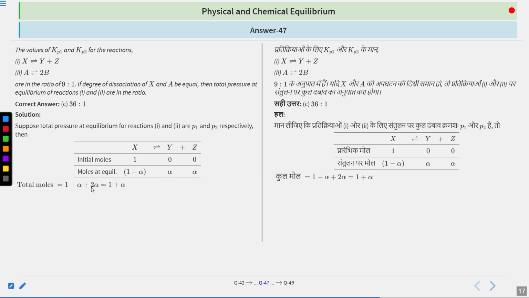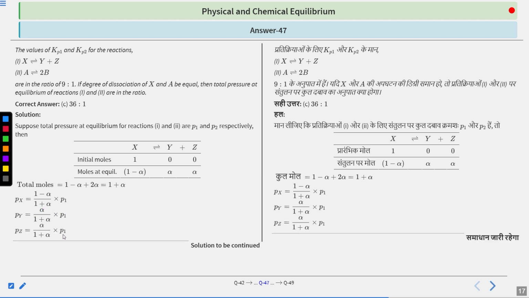Now what is the total mole? 1 minus alpha, that is of X, and then alpha plus alpha, that is of Y plus Z, which gives us 1 plus alpha. Then what is Px? Px will be the mole fraction of X multiplied by the total pressure, that is P1. It is 1 minus alpha by 1 plus alpha times P1. For pressure of Y, again mole fraction of Y, that is alpha by 1 plus alpha, multiplied by P1. Then for Z, we have alpha by 1 plus alpha multiplied by P1.